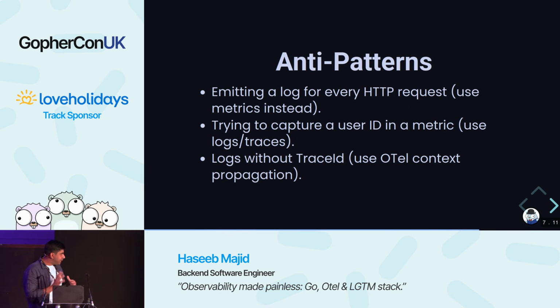Finishing off the observability part, some anti-patterns to avoid. Emitting a log for every HTTP request. Use a metric instead in production, might be fine locally. Trying to capture a user ID in a metric, we've already seen, don't do that. Generally speaking, use logs and traces. And logging without trace IDs, please try and use trace IDs. It just makes your life a lot easier, especially in the microservices world.